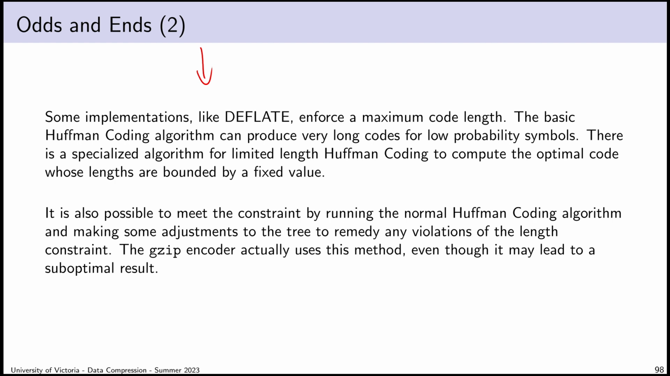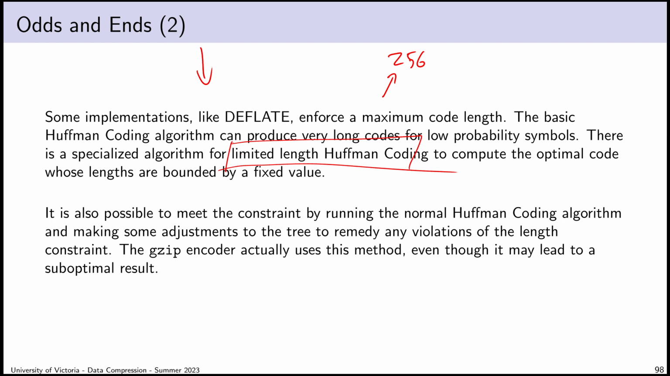The problem with that is if I have 256 symbols, Huffman coding could make one symbol's encoding 255 or something. And that means if there's a maximum length in play, the basic Huffman coding algorithm could make me codes that are too long. There is a specialized algorithm for limited length Huffman coding, that you give it a maximum length.